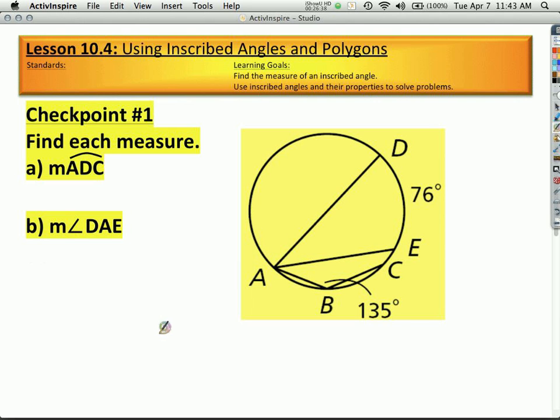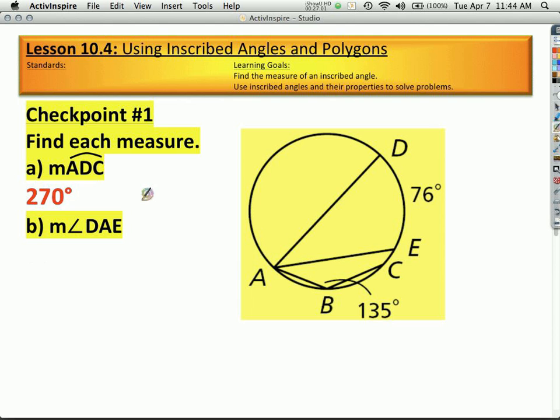Part A, what did you get for the measure of arc ADC? I got student 2, student 5, and student 17. Student number 2. Okay, student number 5. Student 17. Okay, so we have one student who got it, 270 degrees. And I'm going to come back to you in a moment.